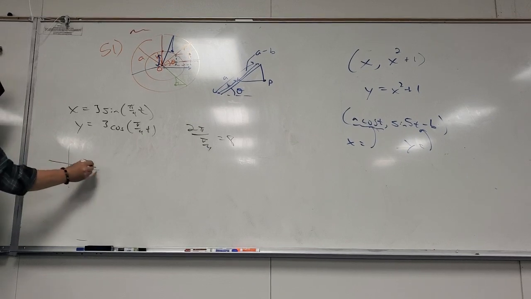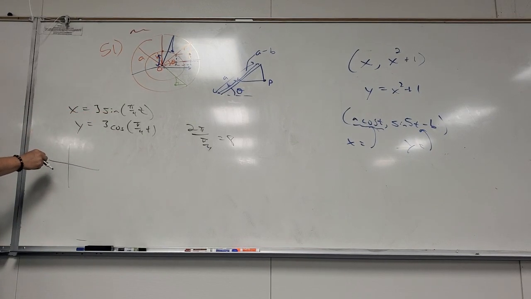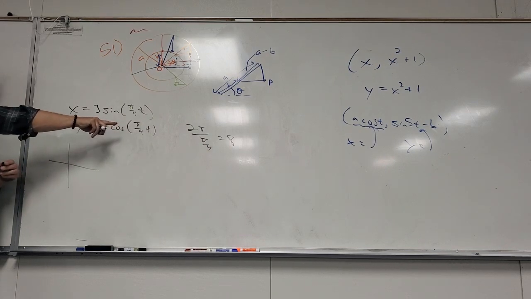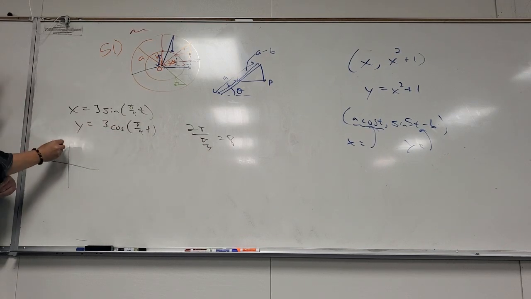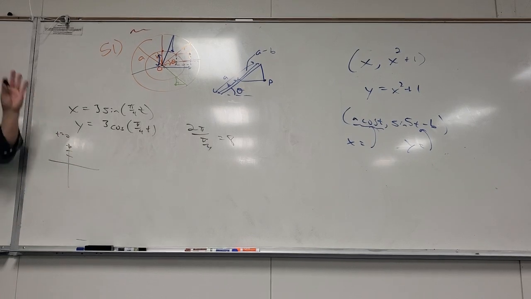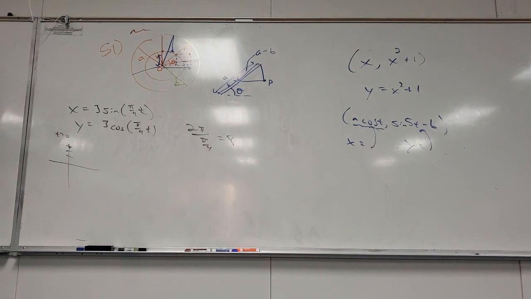So what do I get when I put a 0 in? What's x? What's the sine of 0? 0, yes? What's y? What's the cosine of 0? 1, so I get 3. So it starts there. Is everybody cool? That's t equals 0. That's where it is at the 0th second before it's moved. Do you guys follow? So this is where the particle starts, and then it starts to move.